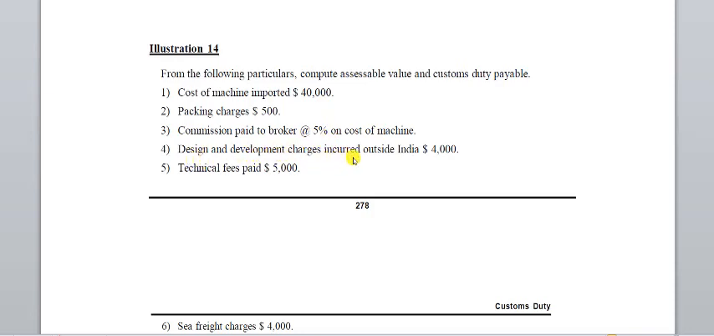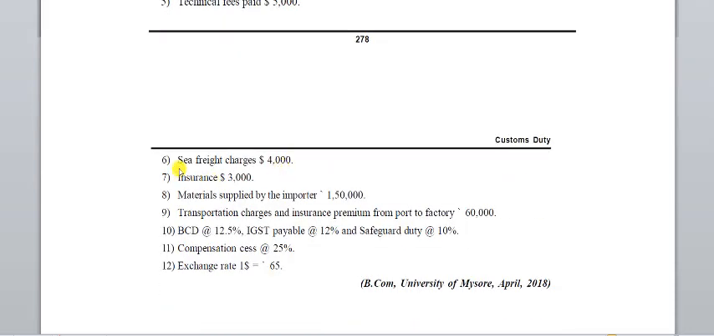Design and development charges incurred outside India $4,000. Technical fees paid $5,000. Sea freight charges $4,000. So what happens here? The mode of transportation is waterways. So we'll take this amount directly. If it was airways, we would have compared this amount with 20% of FOB price, but here it is waterways, so take the amount directly.